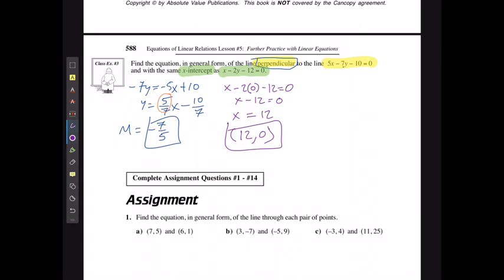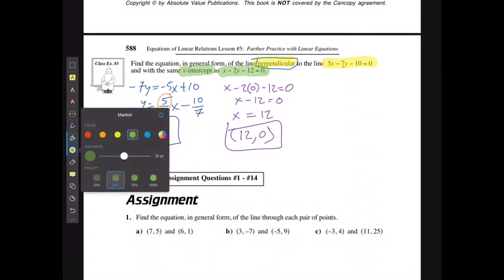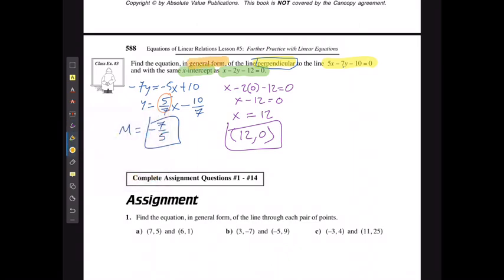Lastly, I want to put it into general form. Well, all I have so far is a slope and a point that it goes through, and that point is not the y-intercept. So I'm going to have to put it into slope point form again. And I'm going to say that if I have y minus 0 is equal to negative 7 over 5 bracket x minus 12.